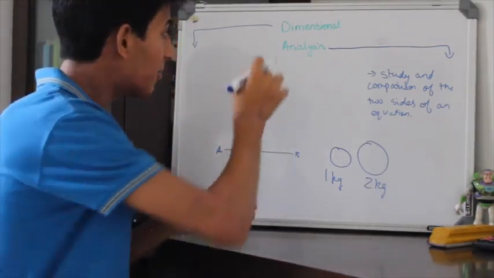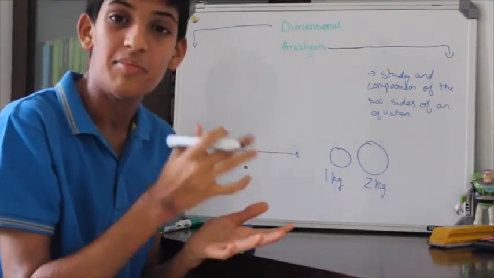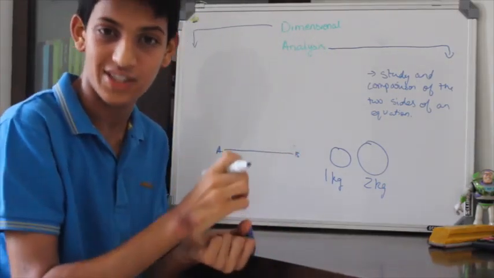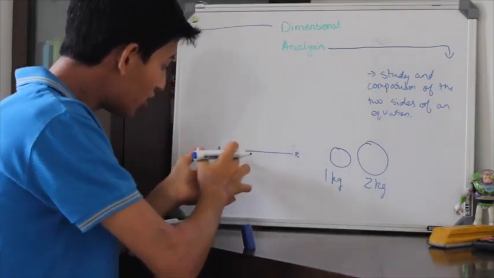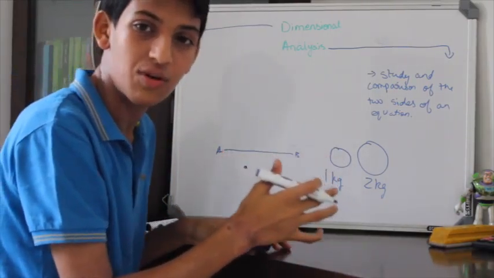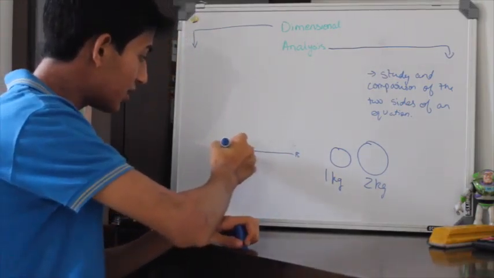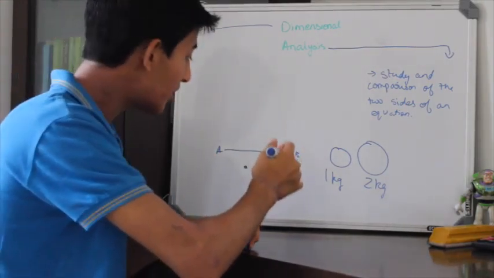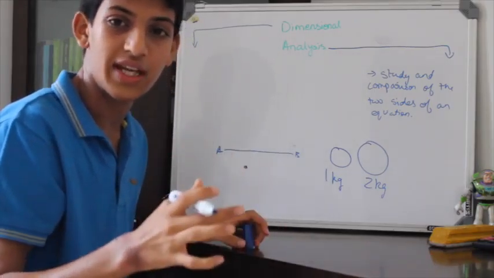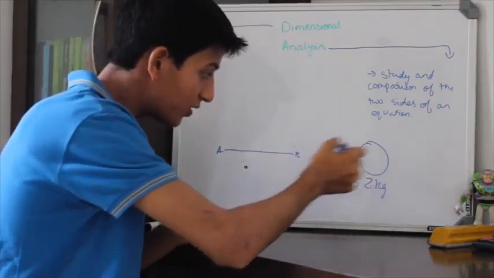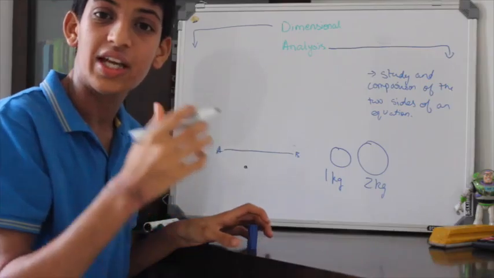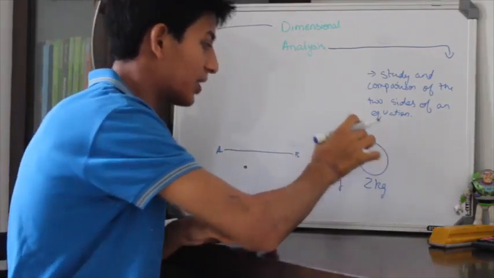So what a dimension actually is, is the measurable extent of a physical quantity. How far you can measure a certain physical quantity is a dimension. So when we measure this line AB, we measure it in the dimension of length. Or when we measure the mass of these two bobs, we measure it in the dimension of mass.